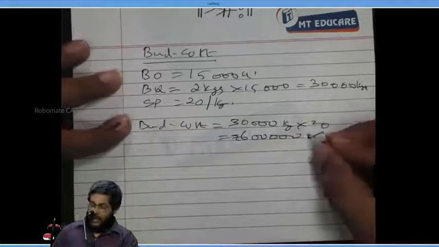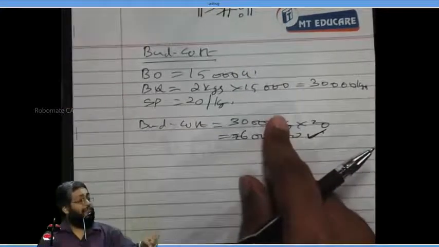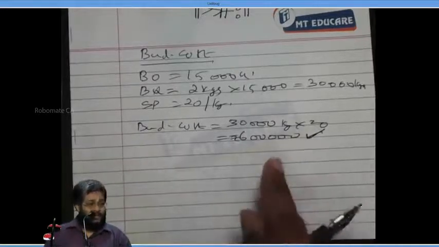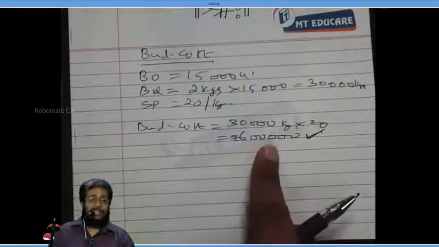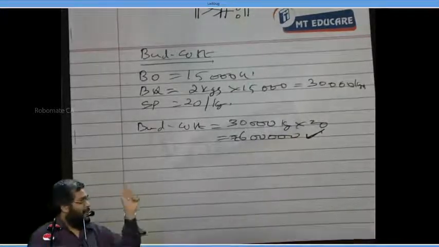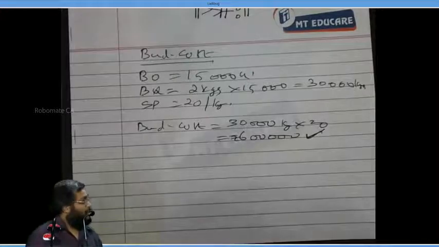Because this is the cost when I produce how many units? 15,000. I produce only what? 10,000. I cannot compare the 6 lakhs with the 5 lakh 50 because this is the target cost of 15,000 units, while the actual cost is spent for 10,000 units. It cannot be compared. Yes or no?